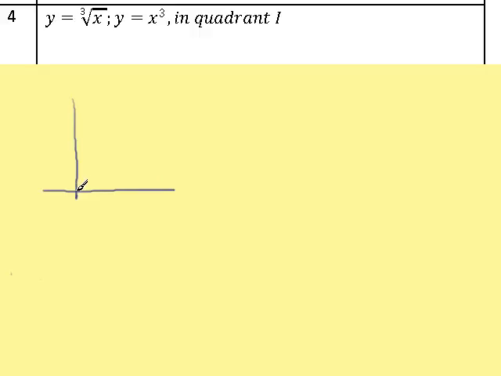Y equals the cube root of x in quadrant 1 looks something like this. It continues on like this in quadrant 3. And y equals x cubed, it looks like this in quadrant 1, and it also continues on like this in quadrant 3. This is the area we're interested in. The two curves intersect at 1, 1.